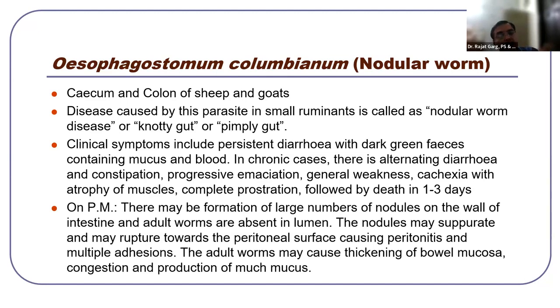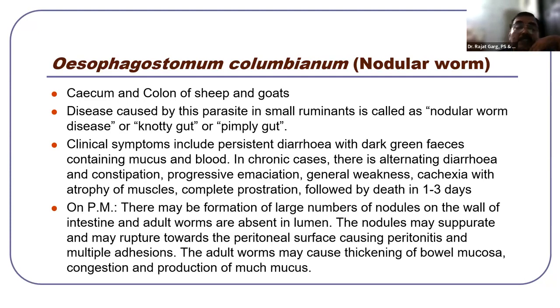And these nodules will only be found in those animals which have already been primed to this infection at least once. It means if a lamb gets the infection for the first time in its life against this parasite, then there will be no nodule formation in that case. All the larvae will get converted into adults and they will release eggs in the feces.